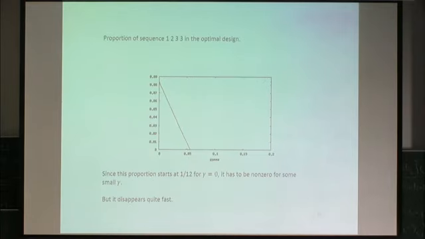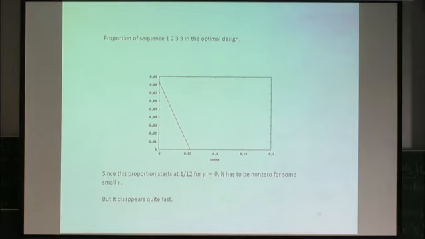That's the proportion of sequence 1, 2, 3 in the optimal design if we let gamma, the variance of the interaction, increase. And you see it starts somewhere from the traditional model and it disappears pretty rapidly. And that made me quite happy. It has to be non-zero, of course, for continuity, but it should disappear.